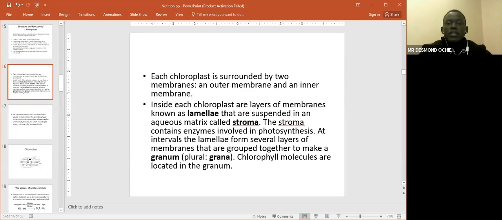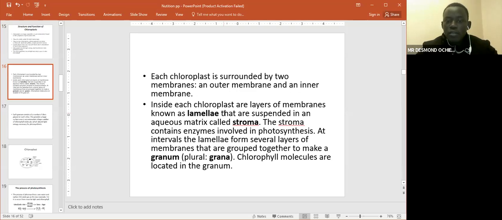Okay. Each chloroplast is surrounded by two membranes, an outer membrane and an inner membrane. And inside each chloroplast, there are layers of membranes known as the lamella that are suspended in an aqueous matrix called the stroma. That space, which I said is called the stroma, is made of an aqueous matrix. So the stroma contains enzymes which are involved in photosynthesis.